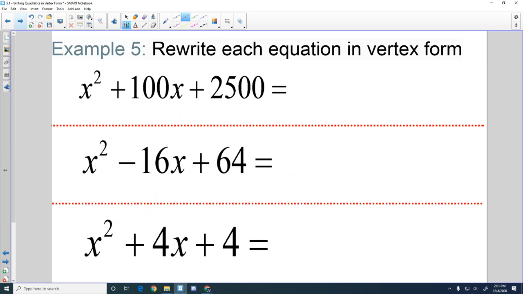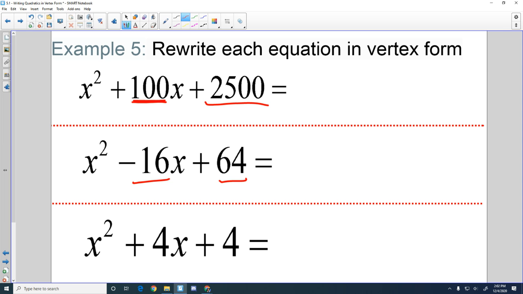All right, so I know it says rewrite in vertex form, just look at these three. This first one, is this a perfect square trinomial? So to determine that, look at b, divide it by 2, and square it. What's half of 100? 50. And what's 50 squared? It's exactly this. All right, so is that a perfect square trinomial? Yes. How about the second one? Take half of negative 16 and then square it. That works, doesn't it? How about the third one?